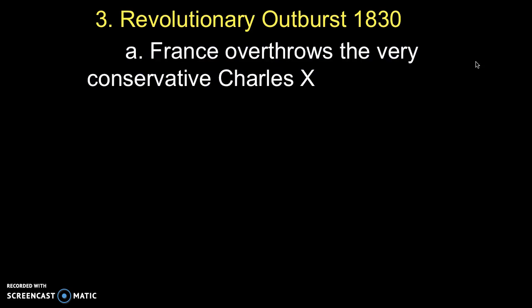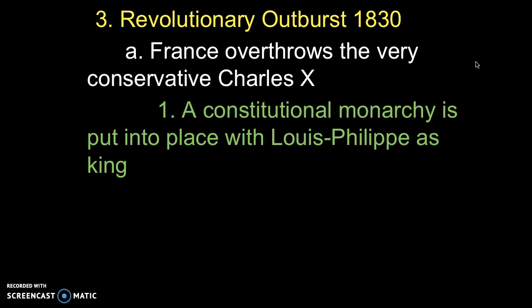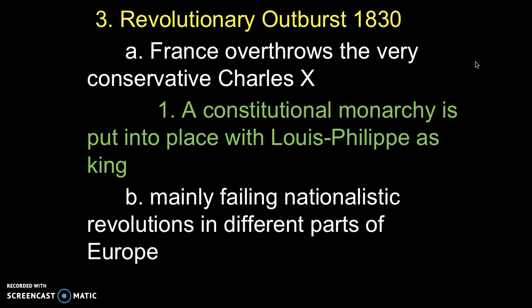So in 1830, you see a burst of revolution. France overthrows the very conservative King Charles X. He was trying to rule the old school way, and the French people were having none of it. And so they rebel and create a constitutional monarchy and put a member of the Bourbon family named Louis Philippe on the throne, right? So that is liberalism at work. That was liberalists rebelling against the conservative Charles X.